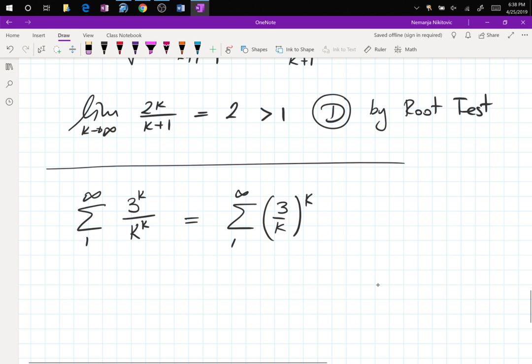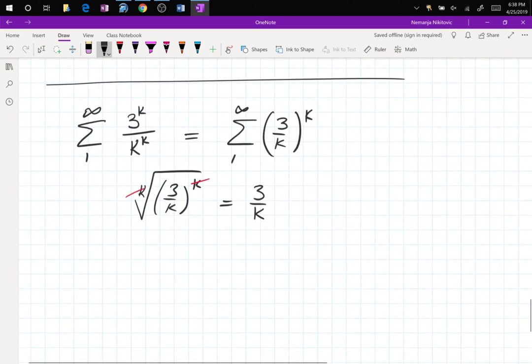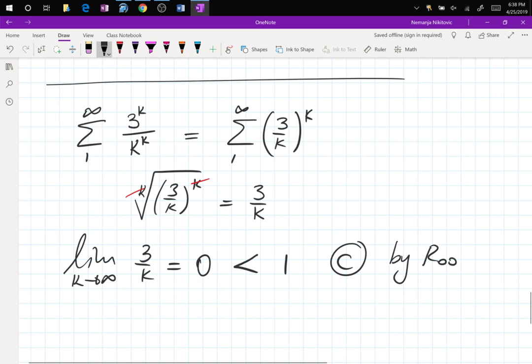But luckily everything is raised to the k, so kth root: 3/k to the k, and that's gonna kill the k, okay? And then 3/k, I gotta switch to n because limit k goes to infinity, 3/k is equal to 0, less than 1, converges by root test. Do we know what it converges to? No. What are the only two series where we can find the sum? Geometric and telescoping. Very good.